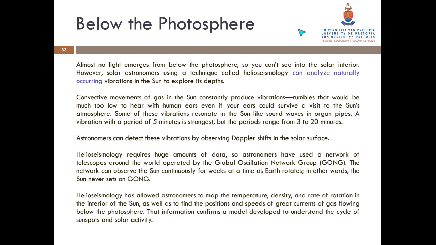Almost no light emerges from below the photosphere, so you can't see into the solar interior. However, solar astronomers, using a technique called helioseismology, can analyze naturally occurring vibrations in the Sun to explore its depths. Question: will the Sun eventually allow our atoms to combine? Yes, that will actually happen in about 4.5 billion years. But we will discuss that as well.